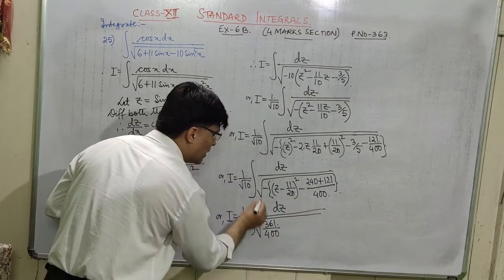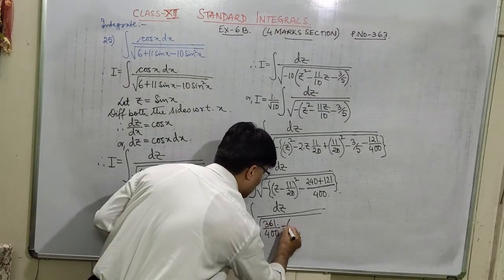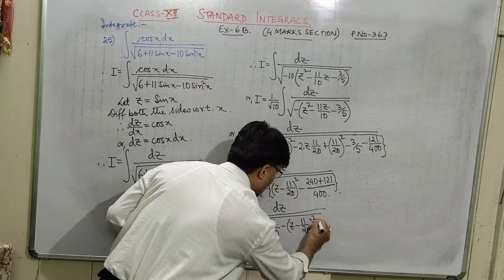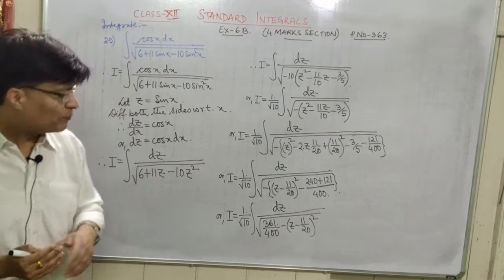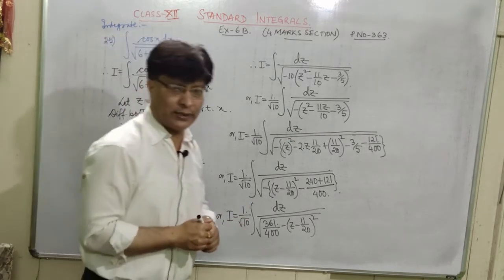240 plus 121 is 361 divided by 400. Then minus, what do we write? Z minus 11 by 20 whole square. I think you have understood it. Okay. So let us write this 361 by 400 in terms of whole square.